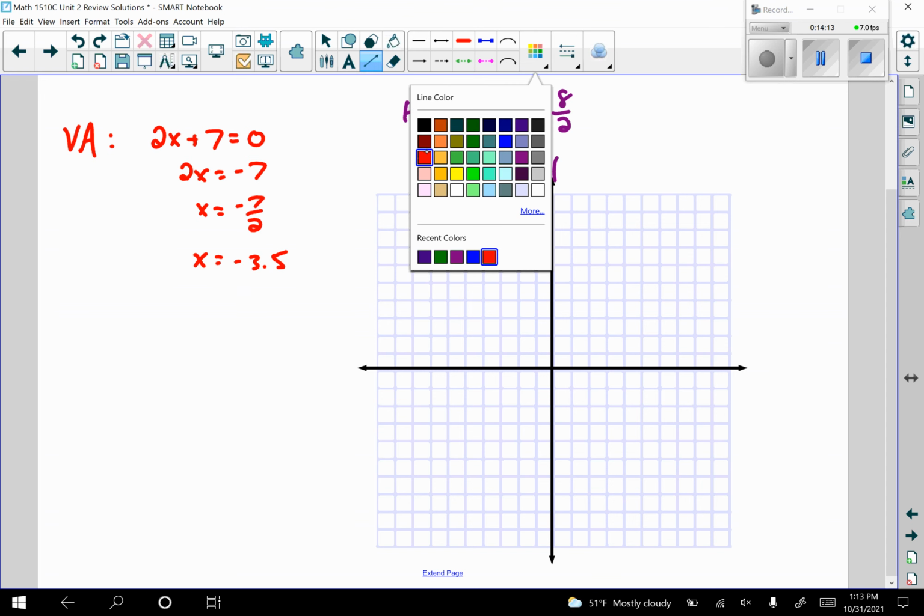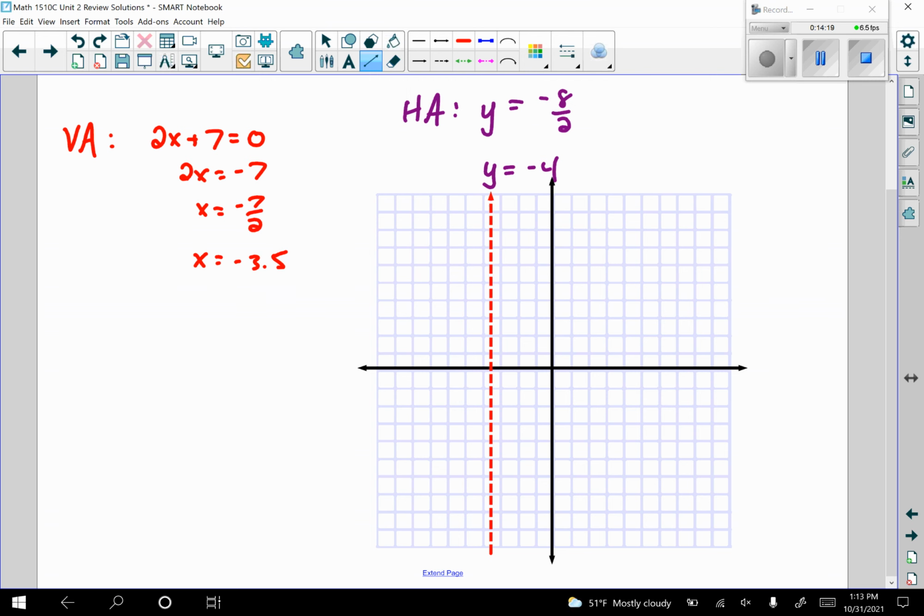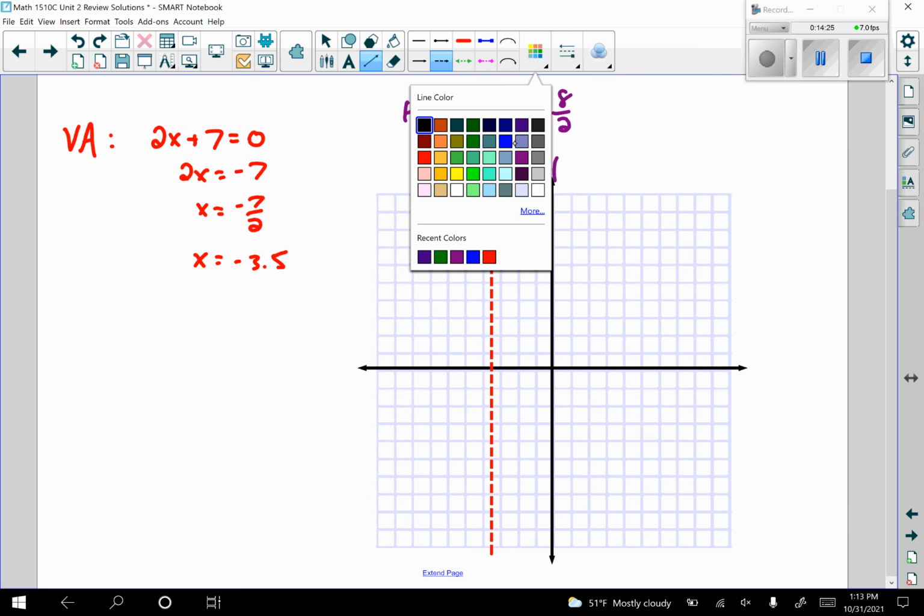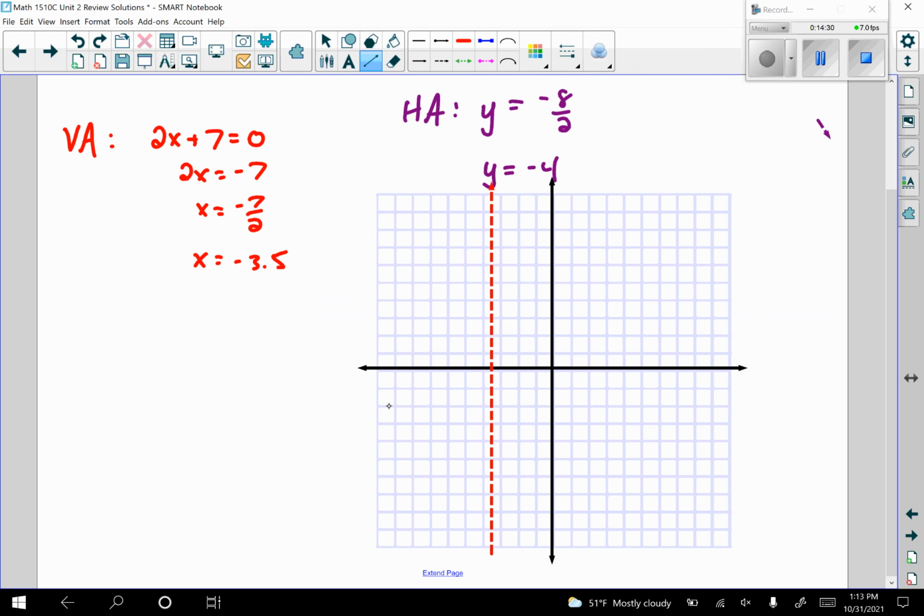So our vertical asymptote is at -3.5. Again, I'm just counting by ones here. We'll go right through the middle here. And then y equals -4. We'll go right here. So there's our horizontal asymptote in purple, vertical asymptote in red.